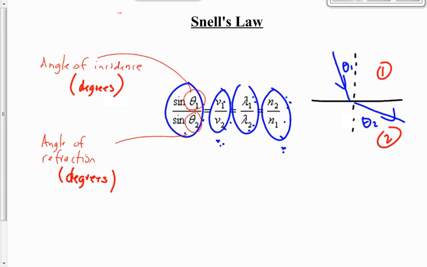Got it? Okay, V1 is the speed of light in medium 1. V2 is the speed of light in medium 2. Lambda, wavelength, okay? And of course, N, the index of refraction in medium 2 as compared to medium 1, right?